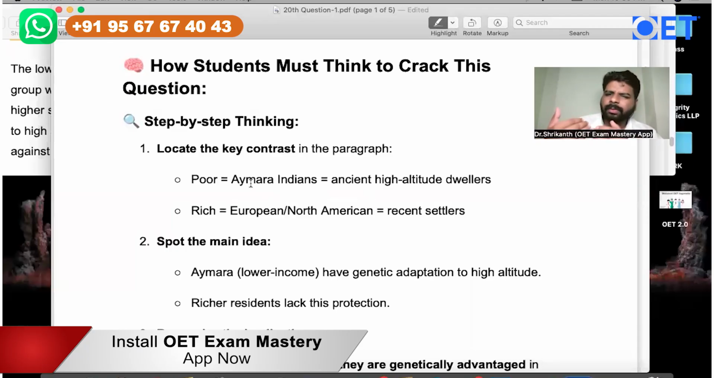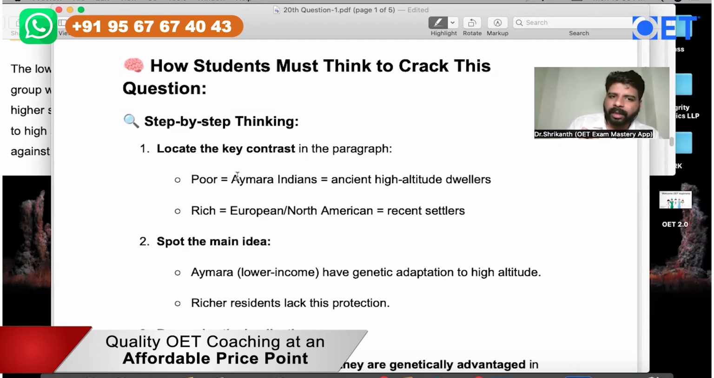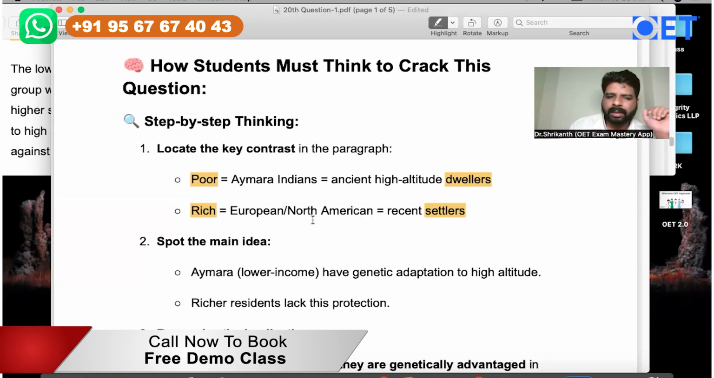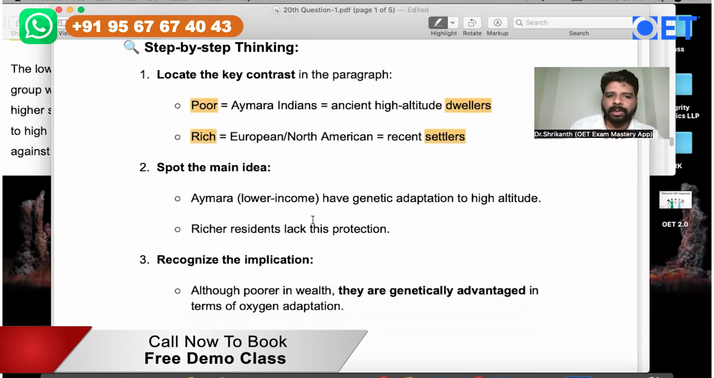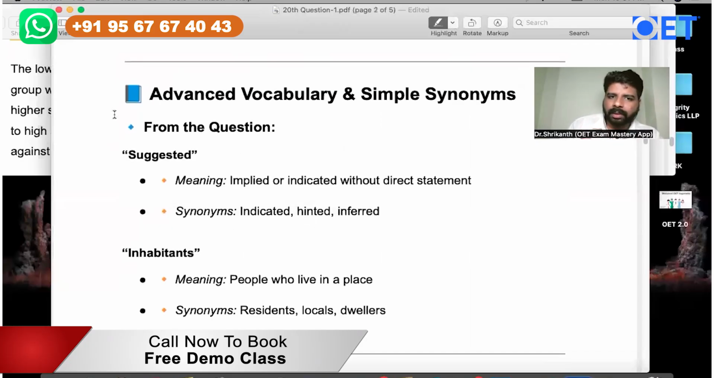There is a lot of advanced vocabulary in this question. You should be able to locate who are the poor people and who are the rich people. The poor people are basically the Aymara Indians, the ancient high altitude dwellers. Settlers means rich people, those who came from elsewhere. There's a lot of important information over here, and I'll be sharing that with you along with the advanced vocabulary.